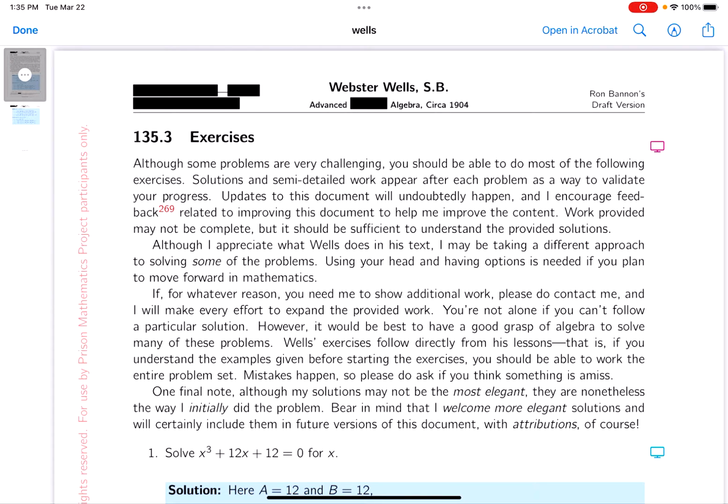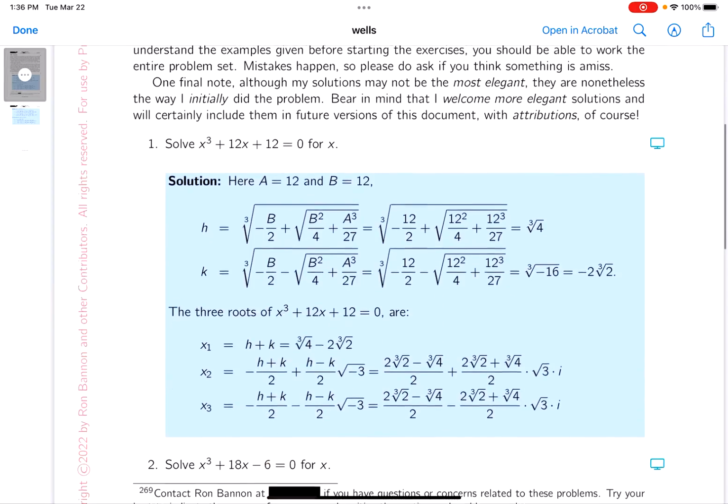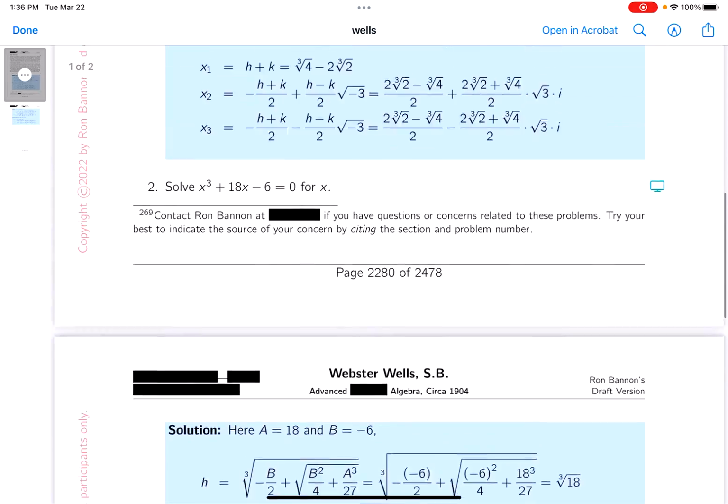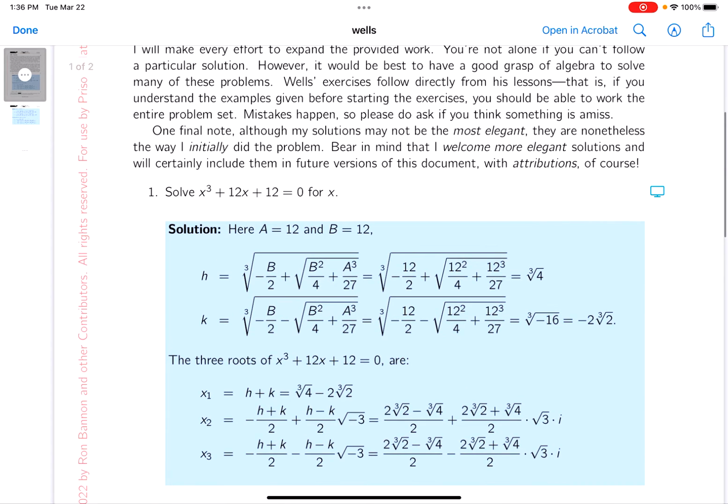Okay, we're in 135.3, the exercises. There are two problems. Yeah, two problems. And what we're going to do is go to the whiteboard to solve the problem. Let me do that now. Let me write the problem down. I've got to scroll my screen. Just give me one moment. Got to find the problem first of all. Yep, I got it.